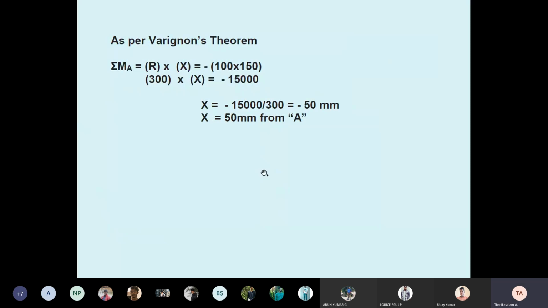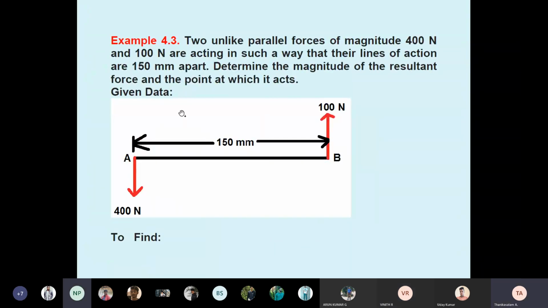So X calculate. Madhuban, understand this problem? Vineet? Yes, sir. Understand, sir. Nitish, understand this problem? Yes, sir. Why the 400 not giving moment? Tell me. Why 400 not giving moment?